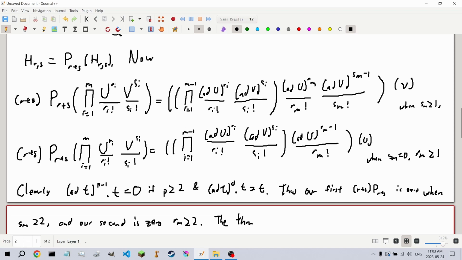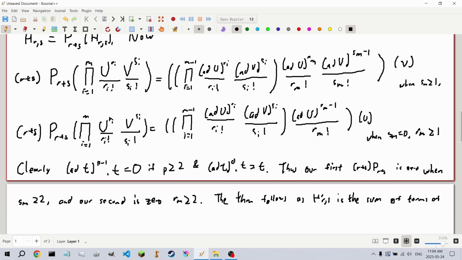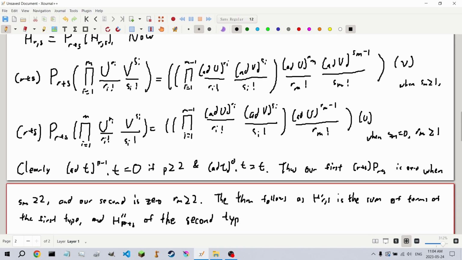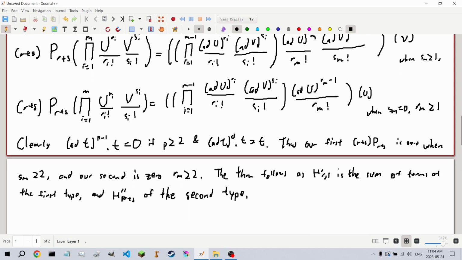The theorem follows as h prime of r, s is the sum of terms of the first type and h double prime of r plus s is the sum of terms of the second type. Some remarks to follow that.